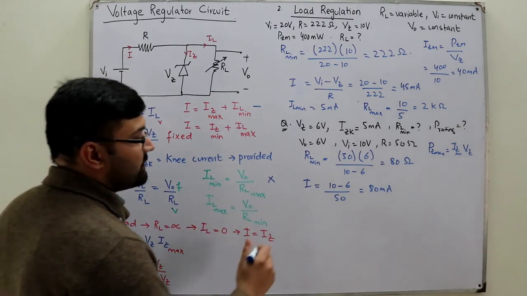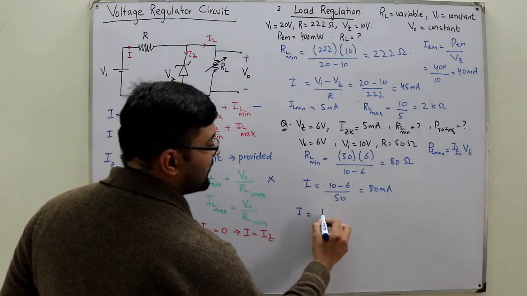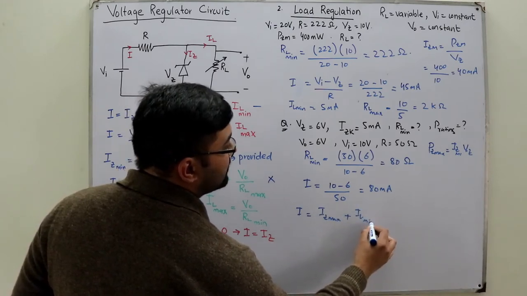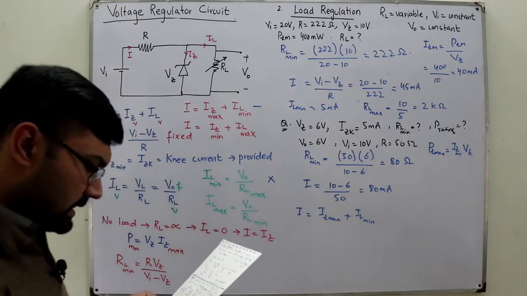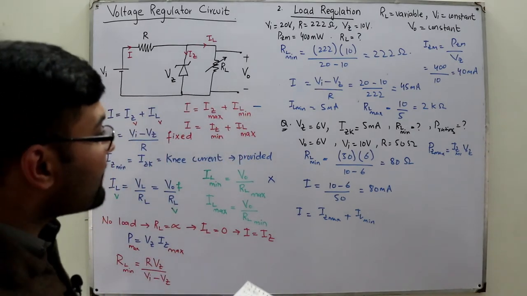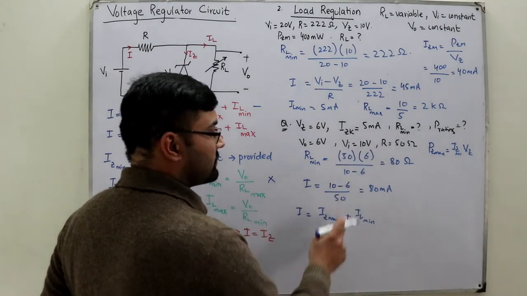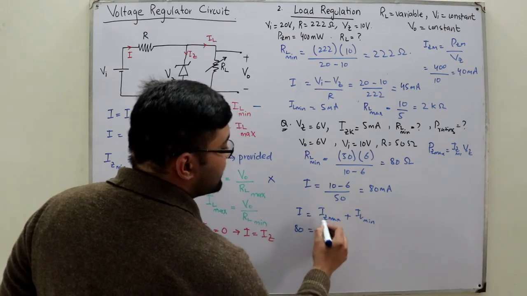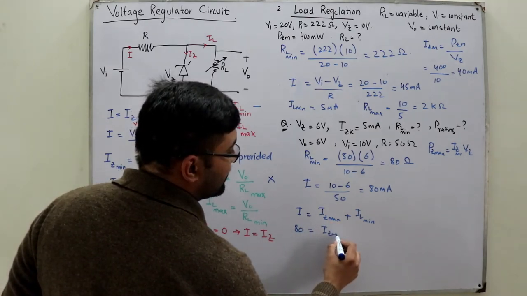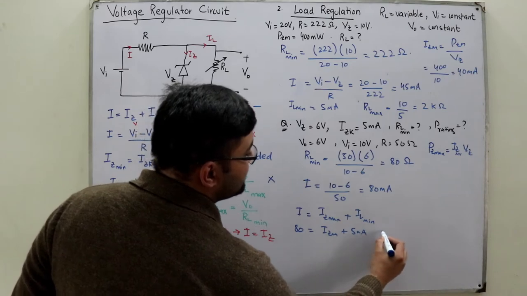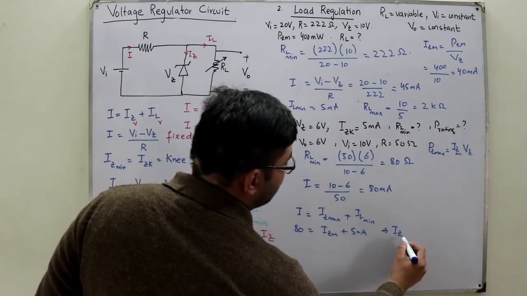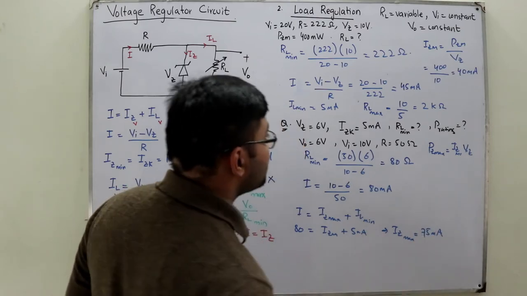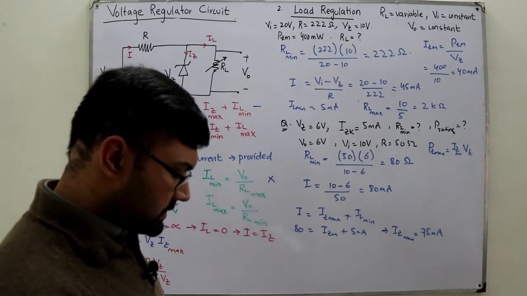Now what do you have? Have a look. I is equal to IZ maximum plus IL minimum. Do you have IL minimum? Yes, you're given the knee current as the IL minimum. So we can use this formula, which means 80 milliamperes is IZ max plus 5 milliamperes. So this implies the maximum Zener current would be 75 milliamperes. And that is it about the question.